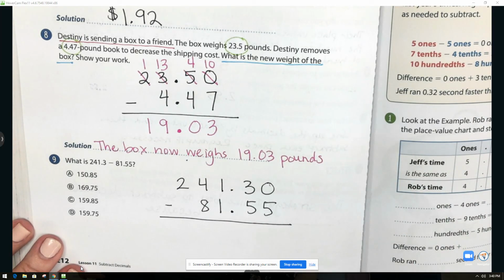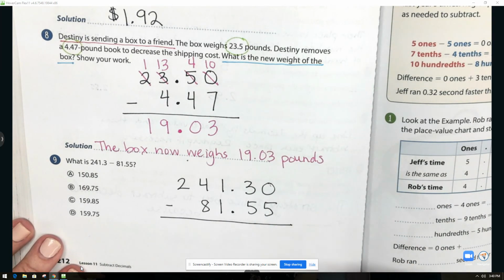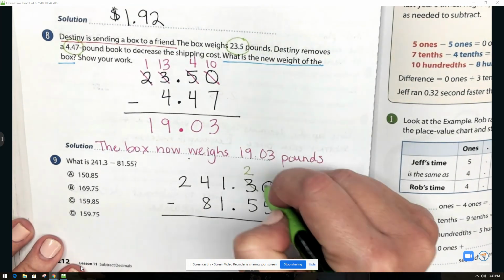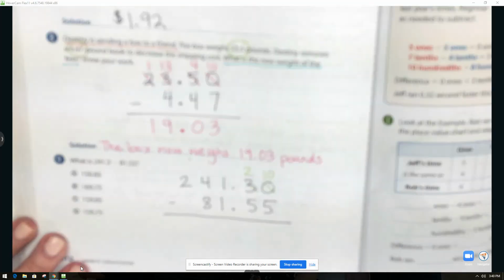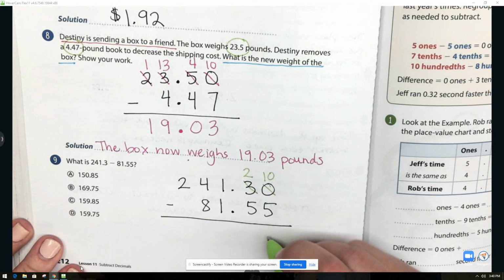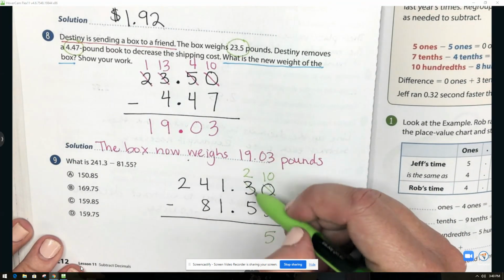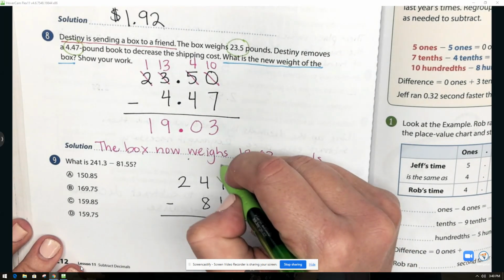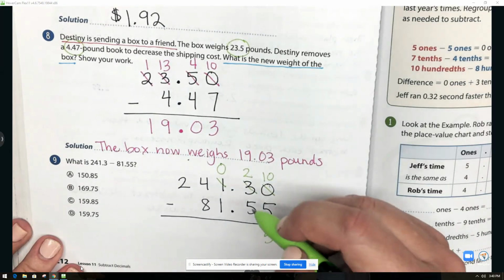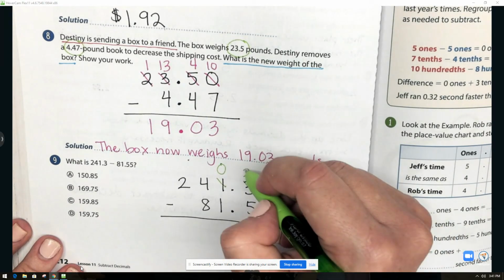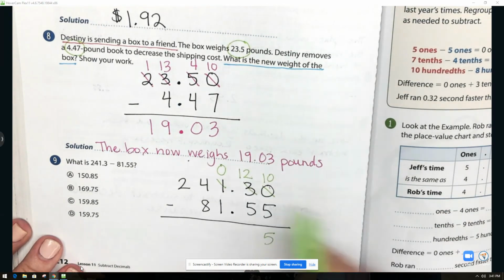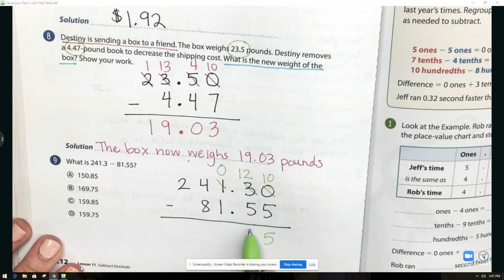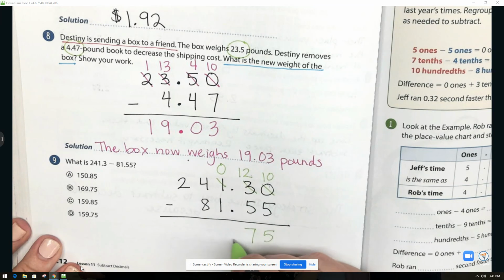All right, let's see if you got the same answer that I did. I'm going to quickly move through it. I can't take 5 from 0, so I'm going to regroup and bring over 10 hundredths. 10 minus 5 is 5. I cannot take 5 from 2 tenths, so I'm going to regroup and take away 1 whole and add 10 tenths to the tenths so that I have 12 tenths. 12 minus 5 is 7.